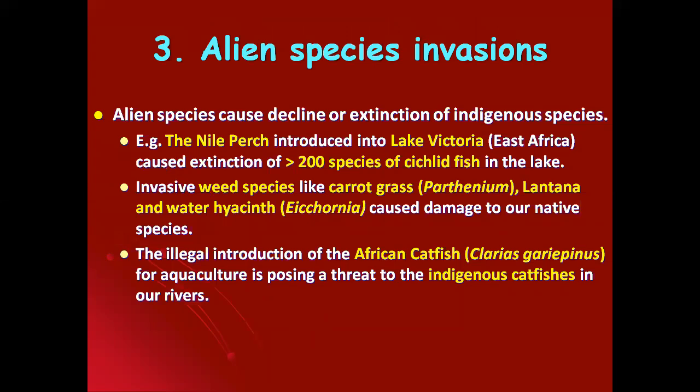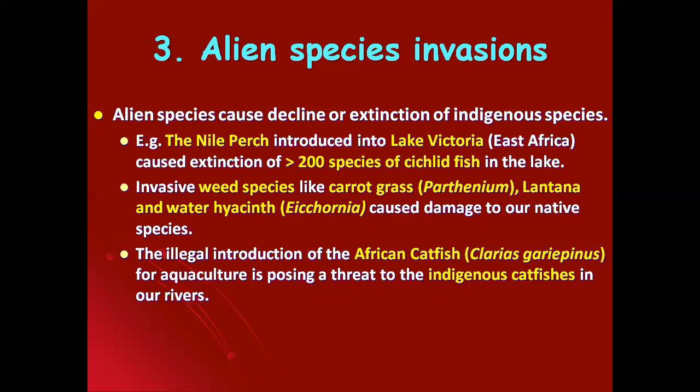Alien species invasion. Alien species cause decline or extinction of the indigenous species. There are examples to be remembered. The Nile perch introduced into Lake Victoria in East Africa caused the extinction of more than 200 species of cichlid fish in the lake. As we said, by diversity, some particular species will survive in one place only, and their natural predators will be seen there only. But with human civilization and improved transport facilities, species move from one place to another. This movement also makes local species get extinct.